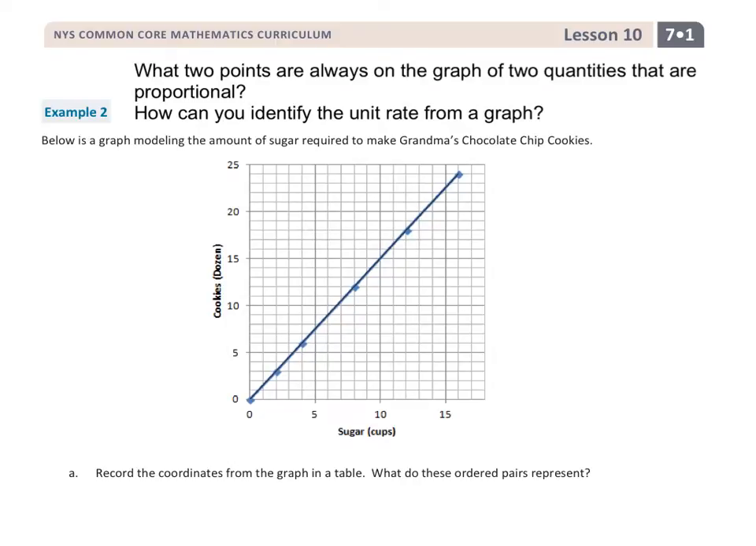All right, today we're ready for lesson 10 part 2, I guess. So I rewrote the essential questions because we still need to answer those. Essential question number 1, what 2 points are always on the graph? So we'll talk about that today. And then 2, how can I look at a graph and determine what my unit rate is? So those are the 2 things that we need to make sure we answer with this video.